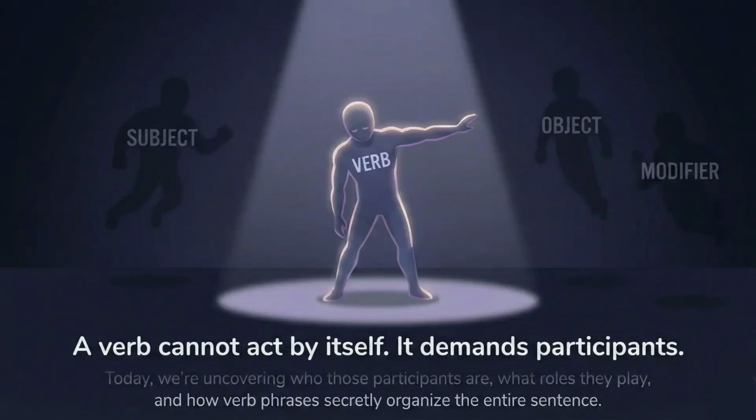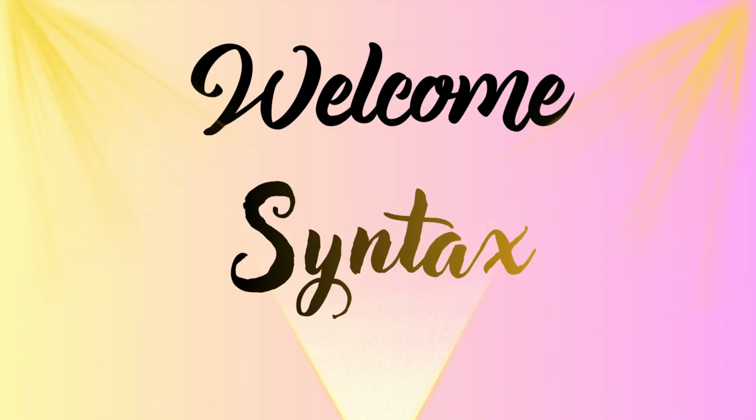Imagine a verb standing alone on a stage. It looks powerful, but also helpless. A verb cannot act by itself. It demands participants. Today, we're uncovering who those participants are, what roles they play, and how verb phrases secretly organize the entire sentence. Welcome to our X-bar tree drawing practice series.